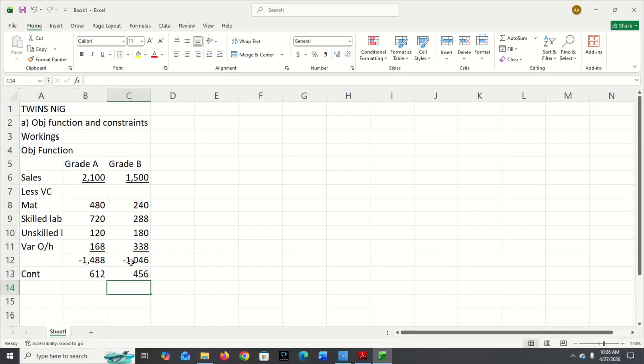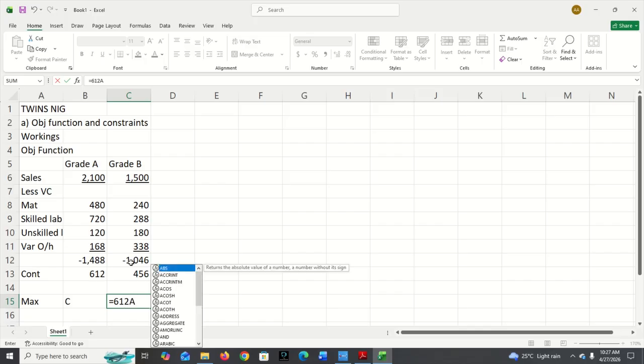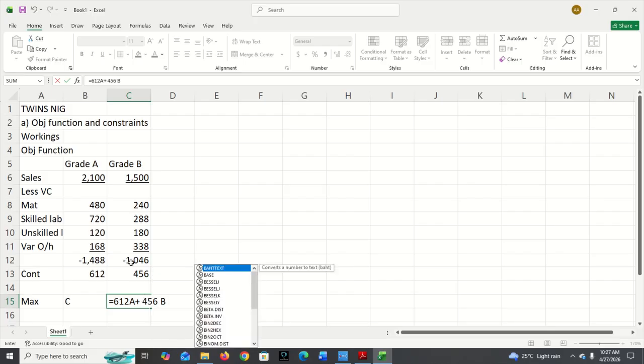So that's our contribution. So our objective function is going to be simple. The function is to maximize contribution. So maximize C equals to what? You pick 612, we want to maximize 612 of A plus the contribution of 456 of B. That's how to get your objective function.